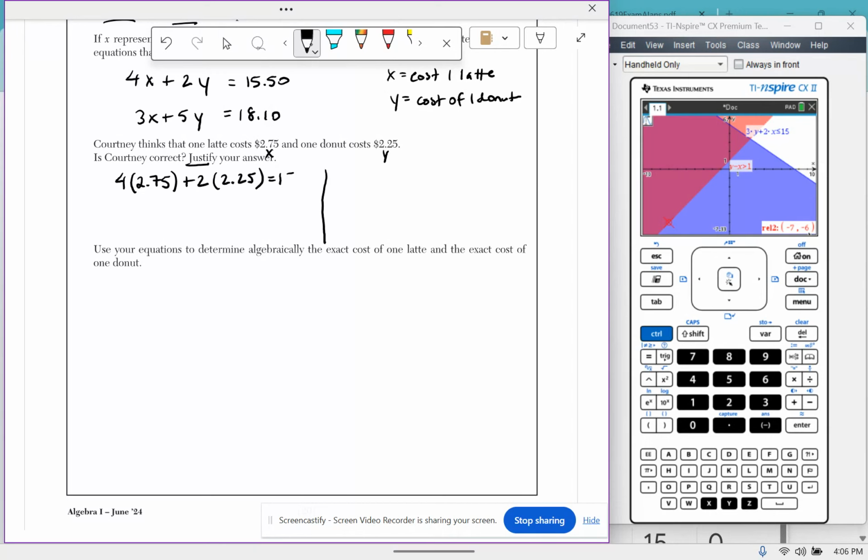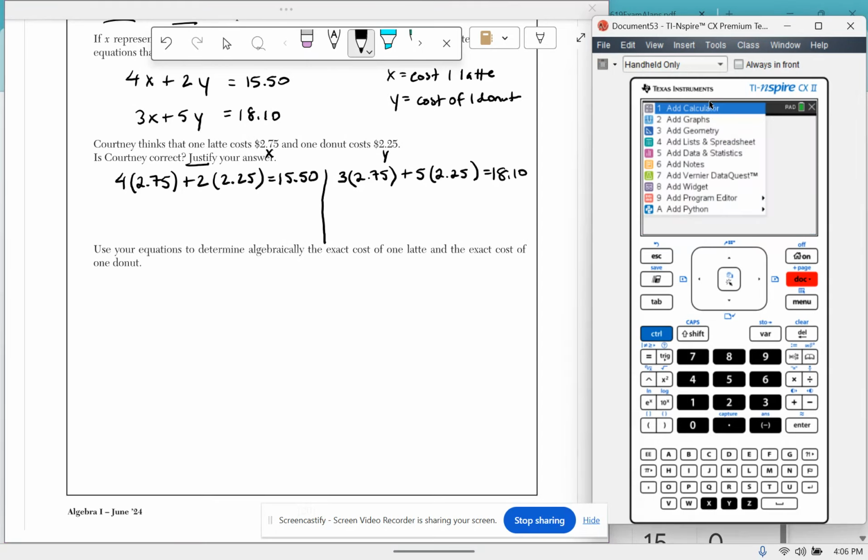So they're just checking to see if you're only going to check it in one equation, but you can't get us. We're going to check it in both because we know better. In order to be a solution to the system, it must work in both. So let's go ahead and check.